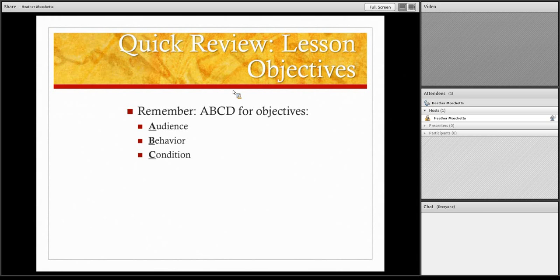C stands for the condition. These might be the tools that will be used to perform the behavior. And D is degree. That's the how well. The degree sets the standard for acceptable performance.